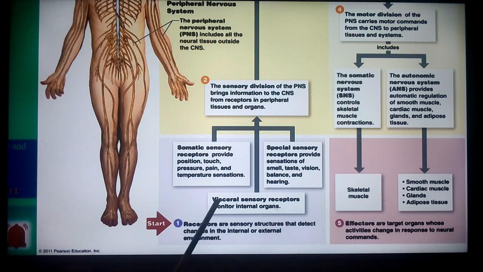We're also going to look at the visceral sensory receptors, which monitor internal organs within the body and provide information on the same. Spatial sensory receptors provide the sensation of smell, taste, and vision. And sometimes we're going to see balance and hearing being among the major factors of these spatial sensory receptors.